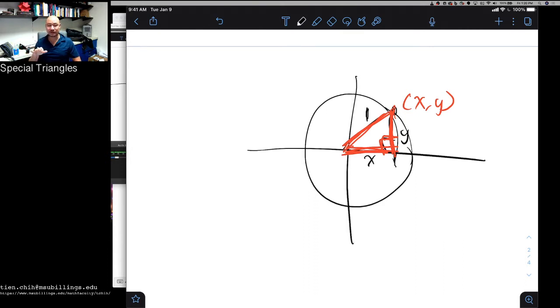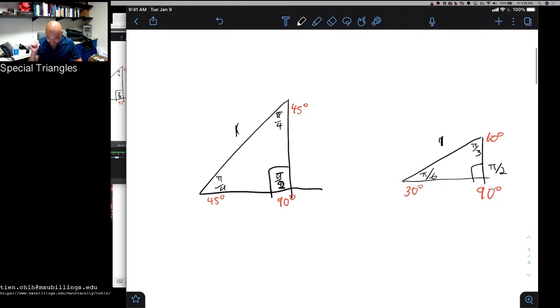And so what we're going to do in this video is take a look at a couple of special triangles. We're going to scroll up here to two particular triangles. One of them is the pi over 4, pi over 4, pi over 2, or 45 degree, 45 degree, 90 degree triangle. And the other one is the pi over 6, pi over 3, pi over 2 triangle. So these are two different right triangles, both with hypotenuse 1, that are of some significance to us.